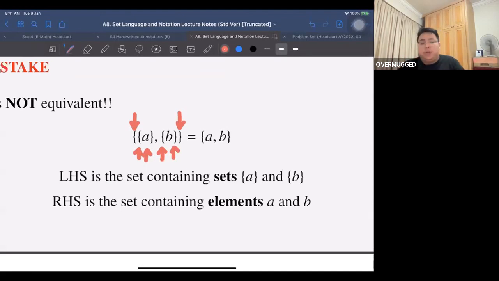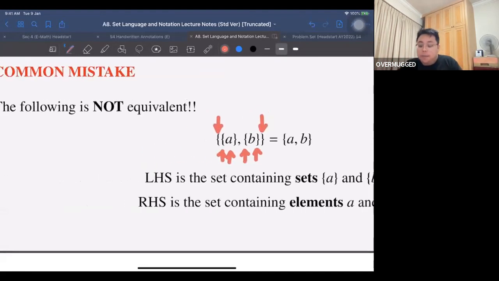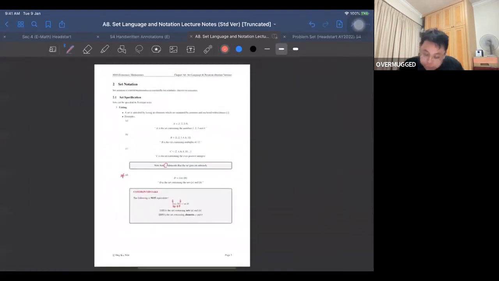Sometimes questions will test this to ask you whether they are equal. The answer is no. So the elements itself are very different. In the left-hand side, the element is set A. In the right-hand side, the element is A. I hope no one gets confused there. They mean 2 different things.